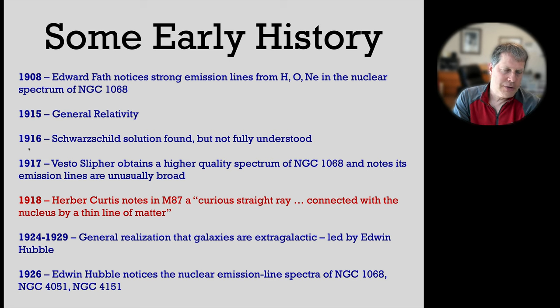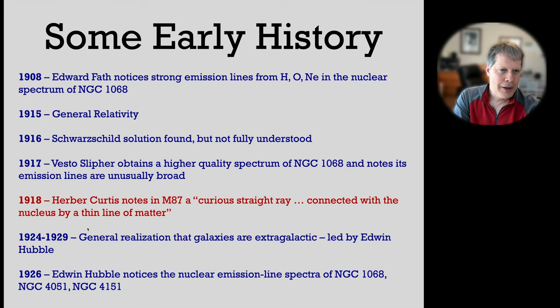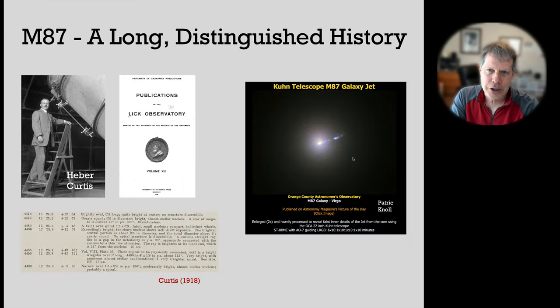The Schwarzschild solution was found a year later, but people didn't build up a proper understanding of black holes for many decades afterward. Okay, so poor Heber Curtis, noticing a relativistic jet sticking out of M87, had no ability to really interpret what he was seeing in any proper way. He didn't understand the nature of galaxies, because people didn't understand this. General relativity had not been built up enough to give us a foundation for understanding black holes at the time. And so it was a remarkable observation that had to wait a long time to be properly interpreted.